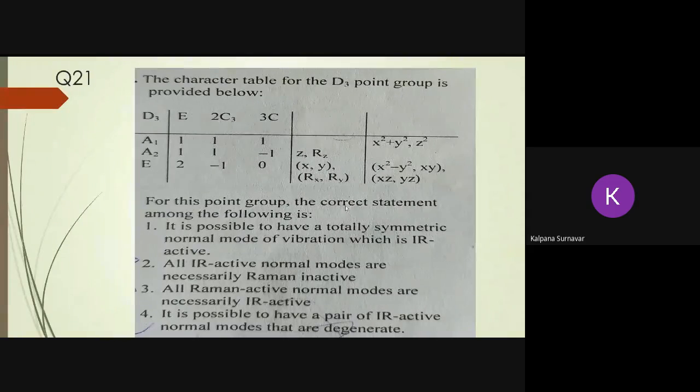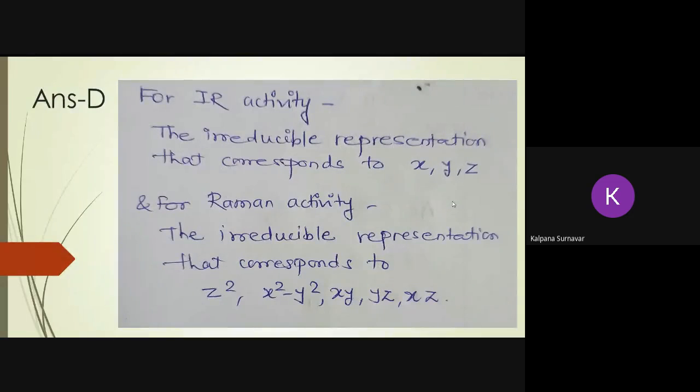They just ask you to find out whether the given molecule or the given point group is active to IR or active to Raman. Just keep in mind, if the irreducible representation contains X, Y, Z, the modes are IR active, and where XY, YZ, XZ, Z square, and X square minus Y square or X square plus Y square are present, the mode is Raman active.